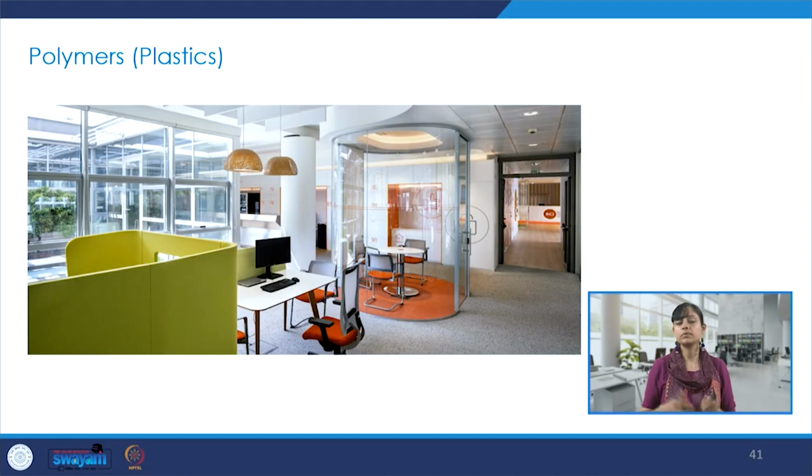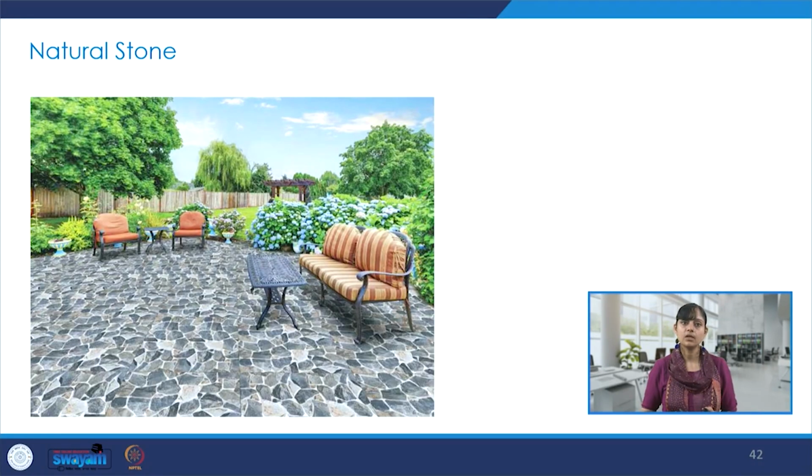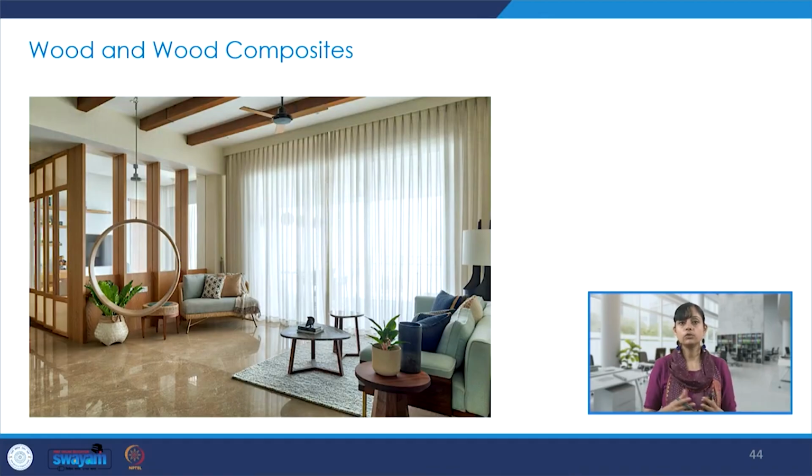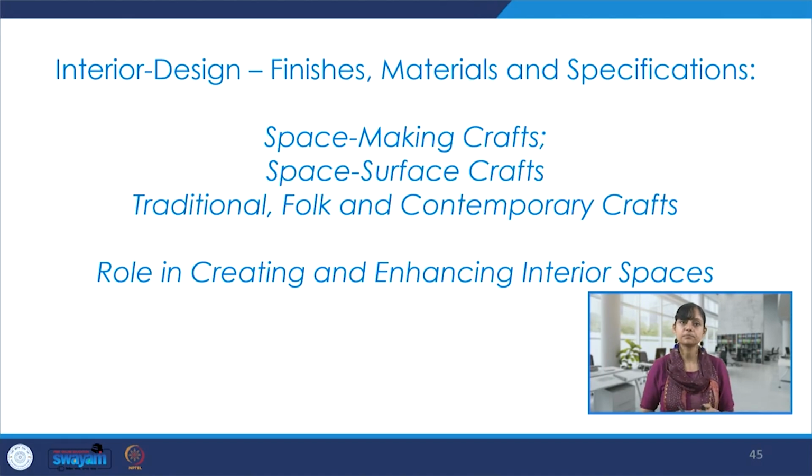We also saw some examples which highlighted the use of polymers and plastics. Natural stone, of course, is very classic and timeless. A lot of clientele prefer that. It's used quite widely. Textiles, we talked about textiles also. And then wood and wood composites. So we talked about composites and byproducts of the timber industry, and why they are important, since we are talking about concerns for the environment and reducing the impact on the environment.